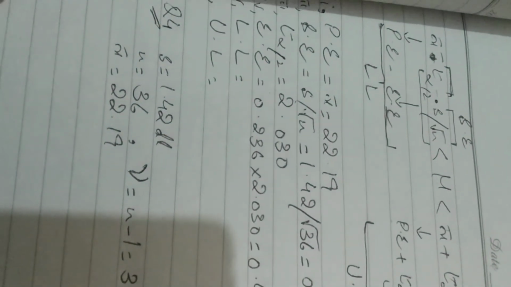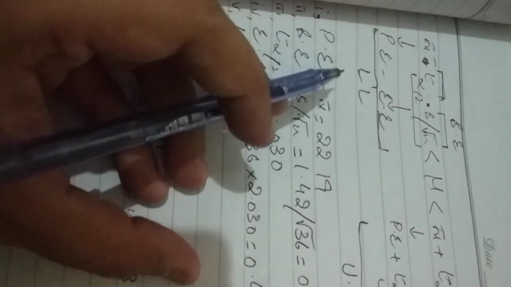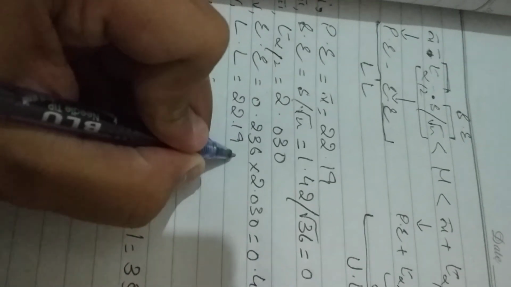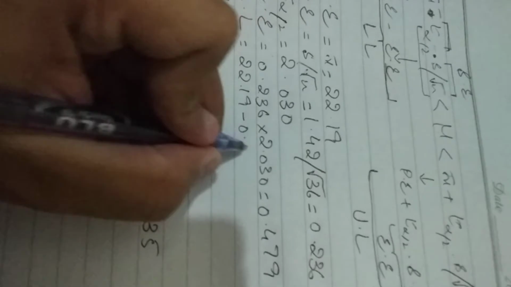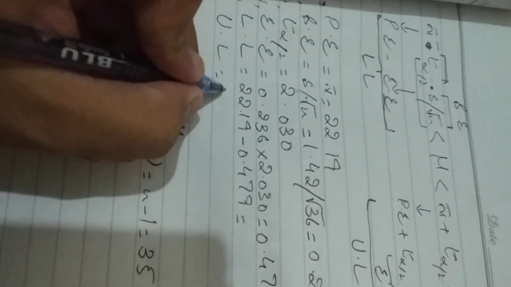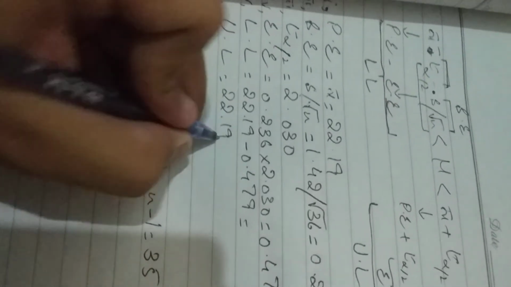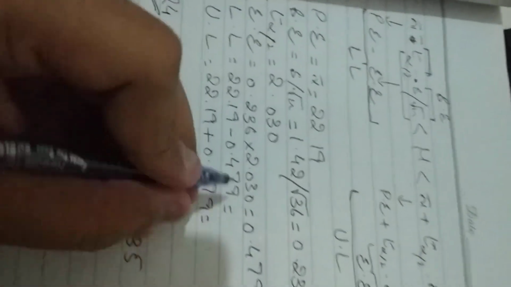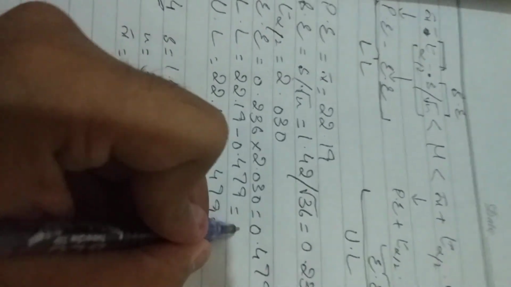So I wrote it here, 0.479. Then we have the formula for lower limit. Lower limit equals point estimator minus estimating error. Point estimator is my first requirement, which is 22.19, and estimating error is 0.479. For upper limit, 22.19 plus 0.479. So this will be 21.7 and this is 22.6.